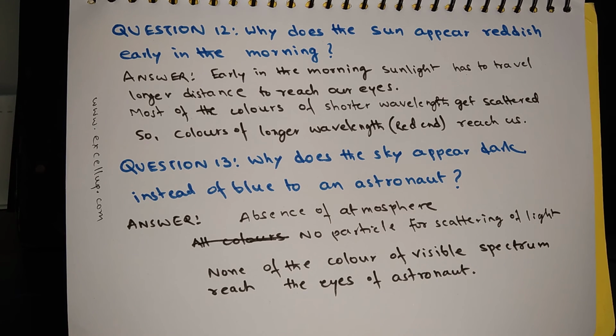Question 13. Why does the sky appear dark instead of blue to an astronaut? What happens in space, there is no atmosphere, and because of the absence of atmosphere, there is no particle to facilitate the scattering of light. Because no scattering of light takes place, light of no color reaches the astronaut's eyes, and due to this, none of the colors of the visible spectrum reach the eyes of the astronaut, and the sky appears dark instead of blue to an astronaut.